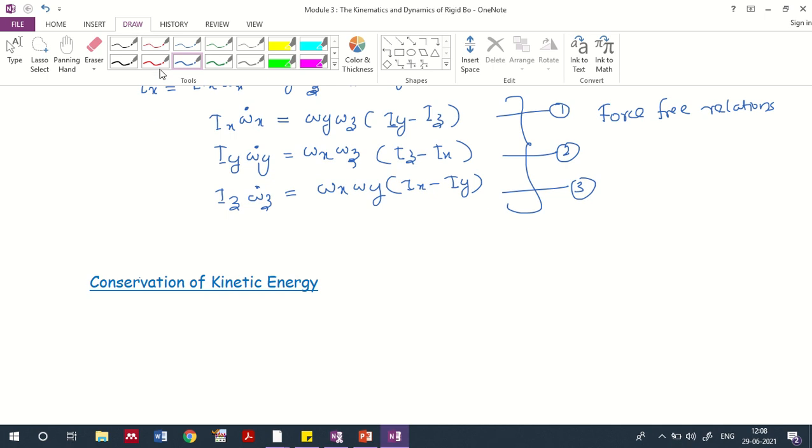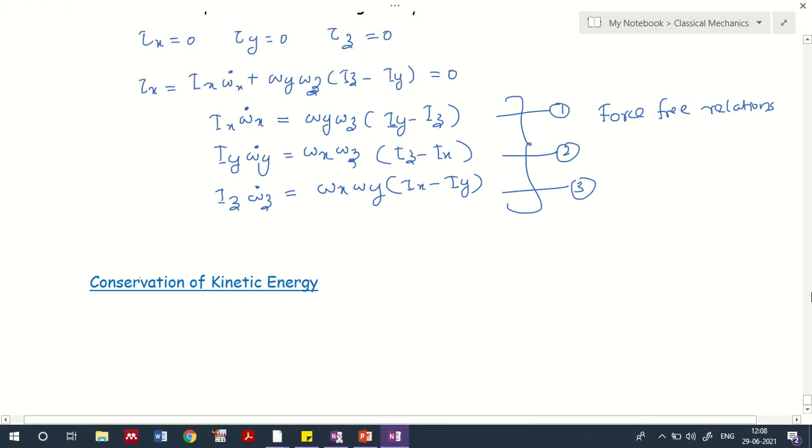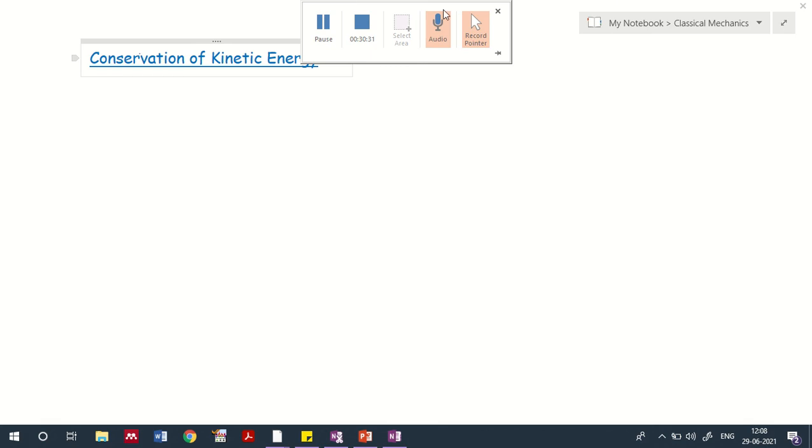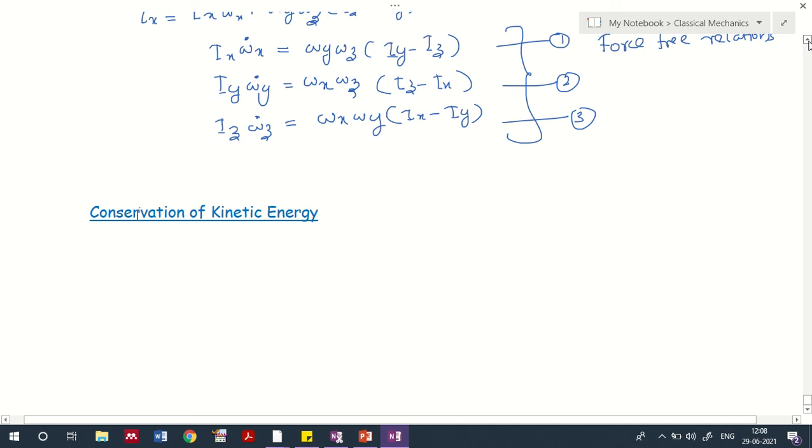We already had a discussion about kinetic energy for a rigid body in the last class. Now we'll see how the conservation of kinetic energy can be represented from this equation. For that, I'll again take the force-free relation. I have represented those equations so that you can see the force-free relations, we have three relations, Ix omega x dot, Iy, omega y, omega z, Iy minus Iz, which I represented as equations 1, 2, 3.